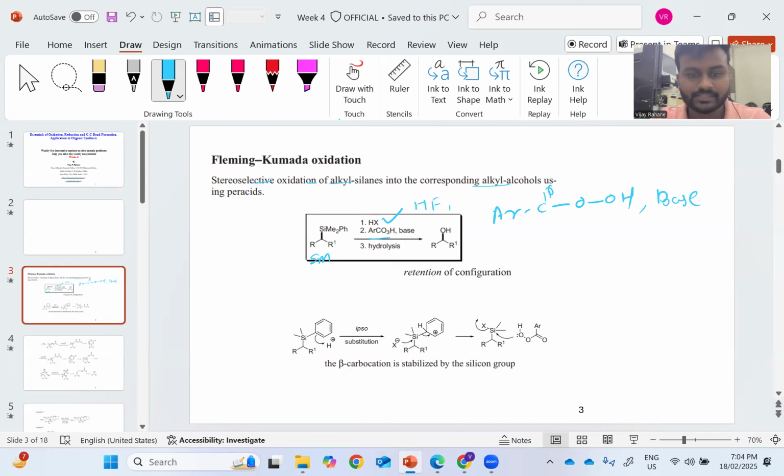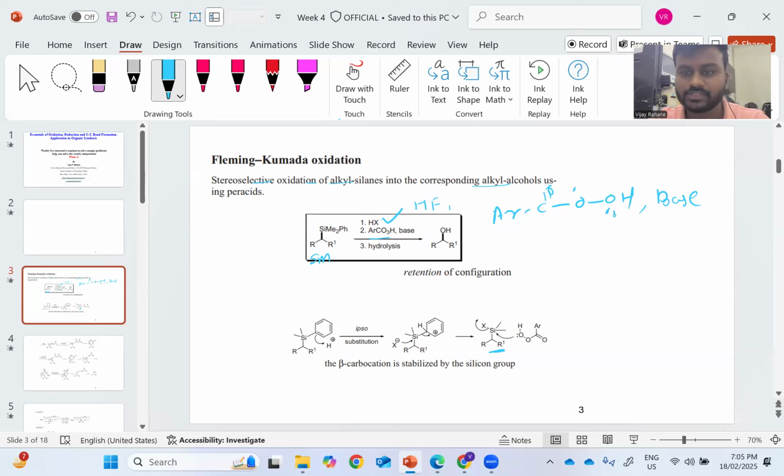In this case, what happens? The proton from the HX will be here. It will be an ipso substitution reaction, followed by the X minus, in this case let's say fluoride. This fluoride attacks on the Si, and it gives the intermediate, and this intermediate forms when the peracid's hydroxy group, the active one, acts.